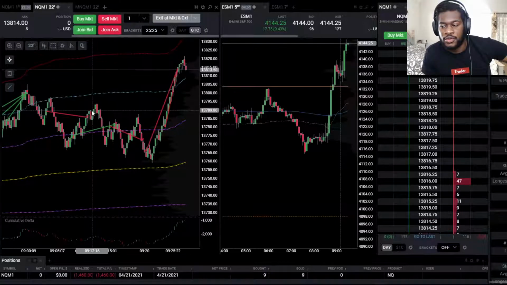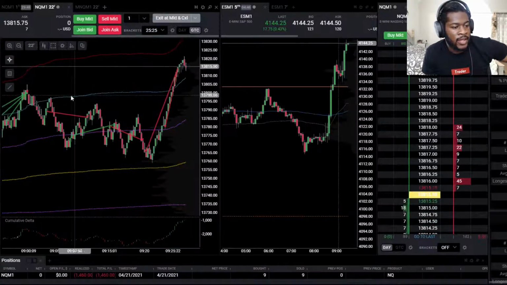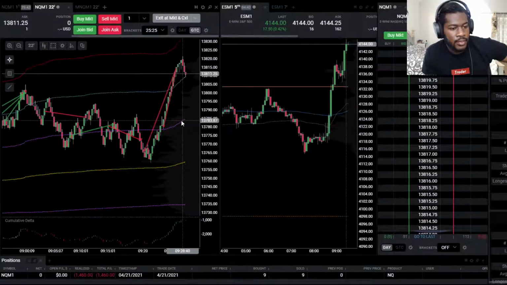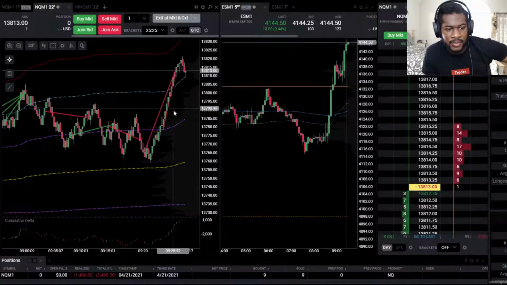I think the next move would be to wait for the pullback either to the high, and then just long it from wherever.